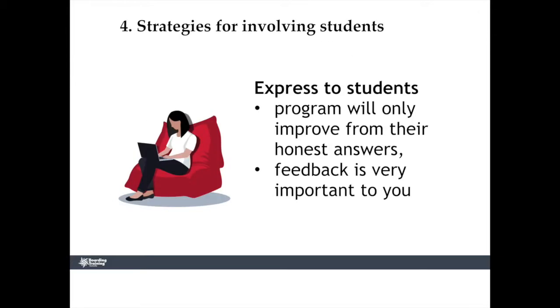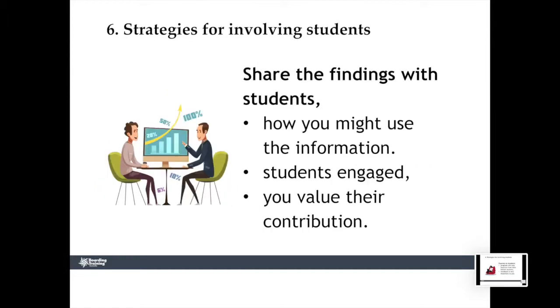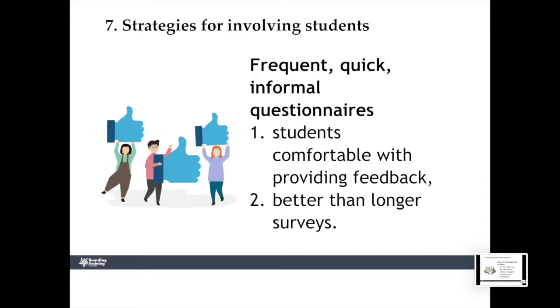Number 4 is to express to students that the program will only benefit from their involvement. The program will improve because of honest feedback. Their feedback is valued and it's important. Number 5, we need to accept that sometimes in evaluation students' feedback will not always be a mature response or a fair response, and it's often affected by the relationship with the students, so don't take the feedback personally. Number 6 is, after collecting the feedback, share the findings with students, and this engages the students and keeps them interested. Number 7 is that frequent, quick, informal questions are easier for students, and it gets students more comfortable to provide that feedback.